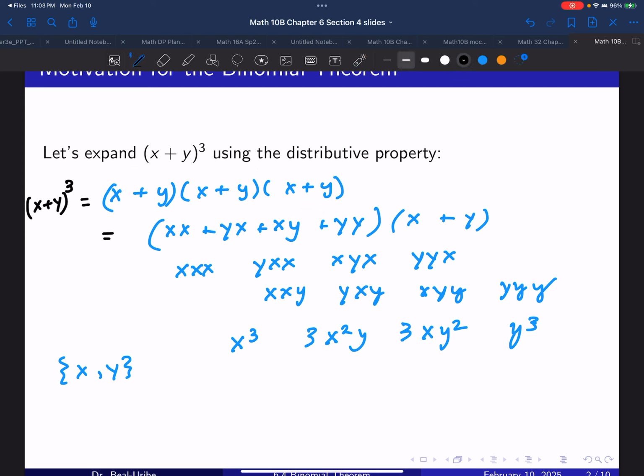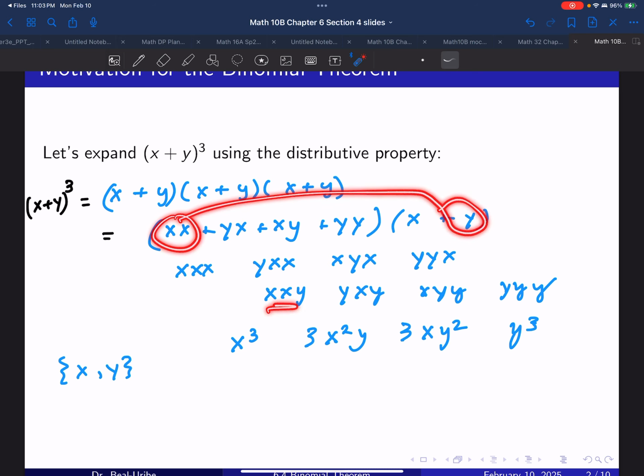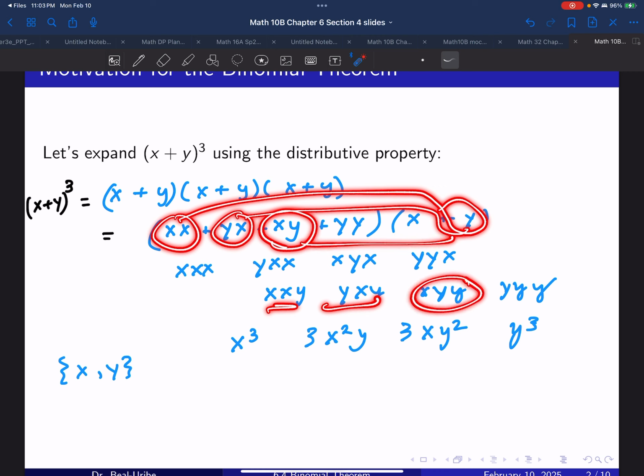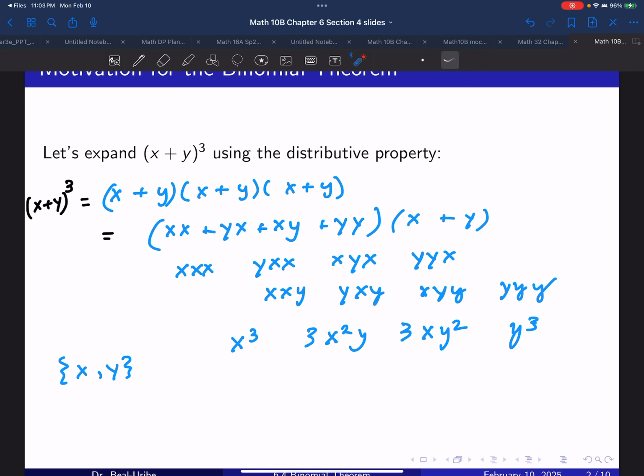Yeah, so we can say equals. Okay? And then we do the same thing. This times x is going to give us this term. And now I've got yx times x is going to give us yxx. And then xyx. And then yyx, right? And then I'll have xxy, well, yxy, xyy, and then yyy. Yeah, so I'm adding up all of these terms.